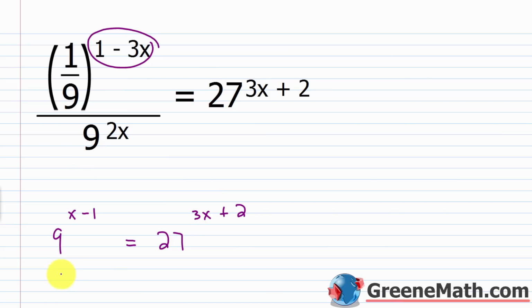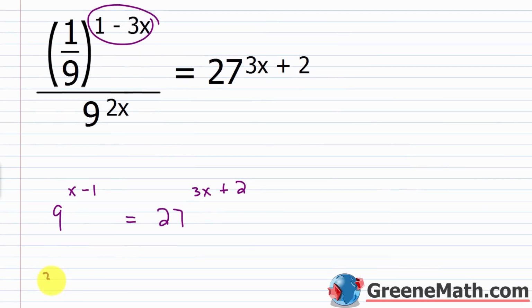So this right here would be 3 squared. So I'd have 3 squared raised to the power of x minus 1. So power to power rule, 2 will multiply x minus 1, that quantity. This equals 27 is 3 cubed. So you'd have 3 cubed raised to the power of 3x plus 2. Power to power rule. 3 would multiply the quantity 3x plus 2.